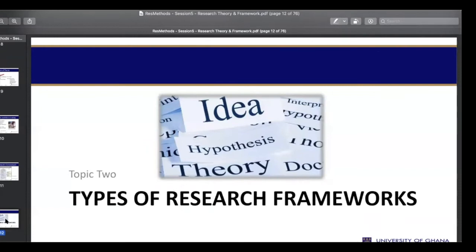Okay. So now it is important that we understand the different types of research frameworks so that we can be inspired and have a better perspective of what we're able to use them for. Now, to look at the different types of research frameworks, I'm going to explain the types of research frameworks based on how they are formulated.